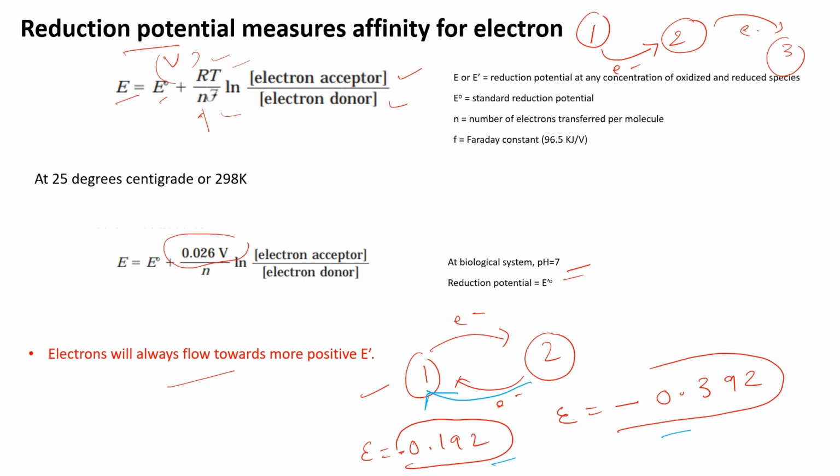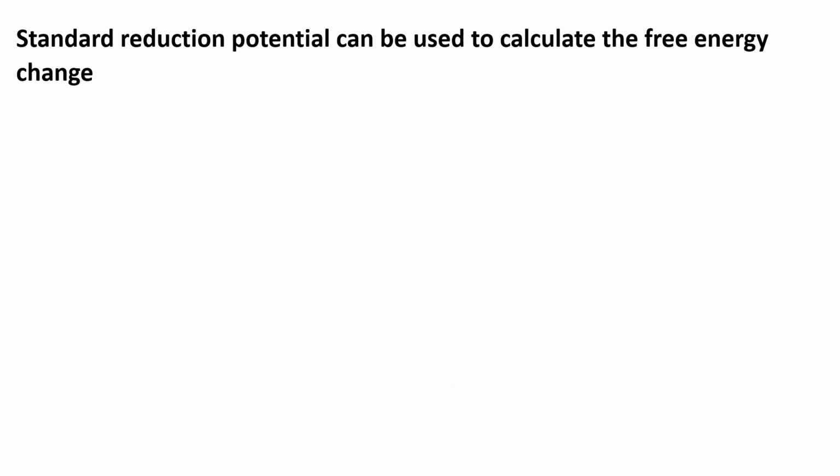So if we talk about this chain that 1 is donating to 2, 2 is donating to 3, that means 2 should have more positive reduction potential than 1. 3 should have more positive reduction potential value compared to 2. Okay. Now, standard reduction potential, we can also use it to calculate the free energy change.